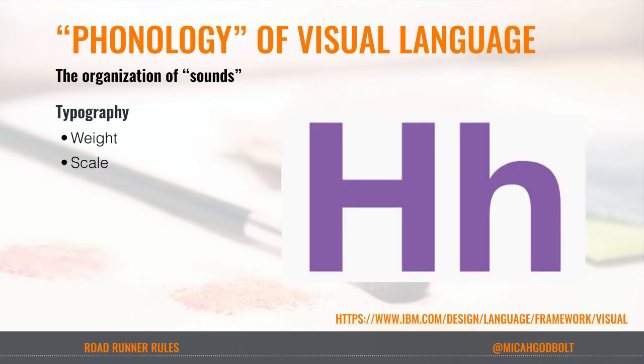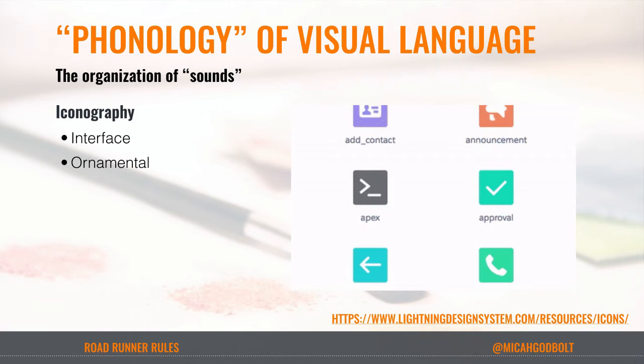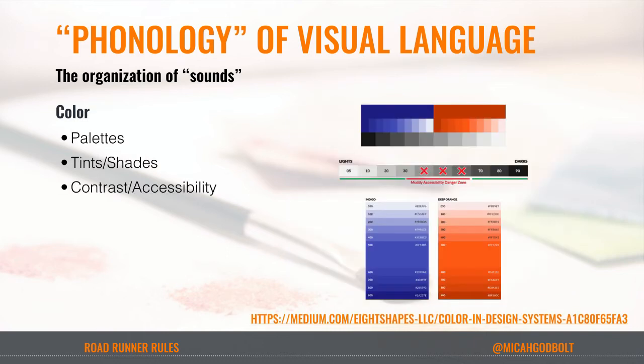Typography, weight, scale, font choices, font comparisons from one to another. Iconography, the types of icons we use, whether it be for an interface or some kind of ornamentation, the style of those, the way they're presented, the way that they're used, that is definitely part of the visual language that we present to a user. Another sound would be color. The types of color we use, the tints and the shades, the contrast, the accessibility ratios.